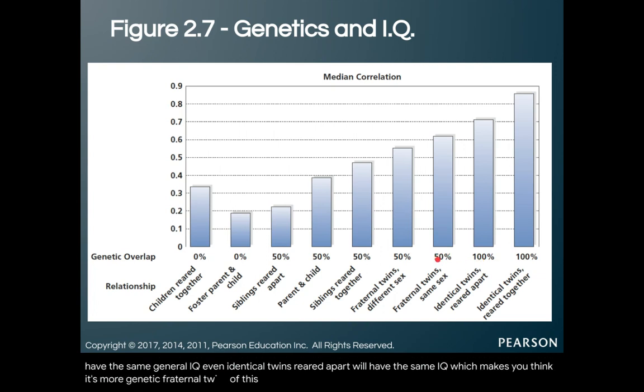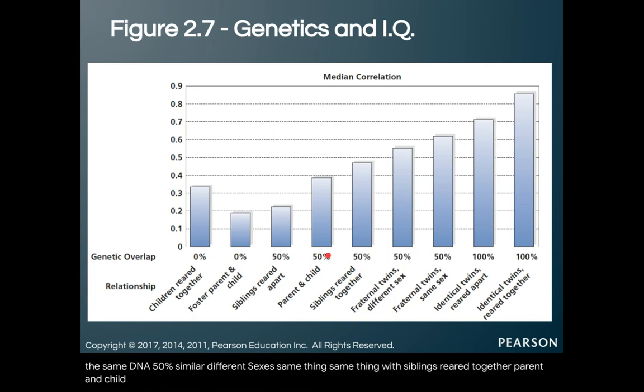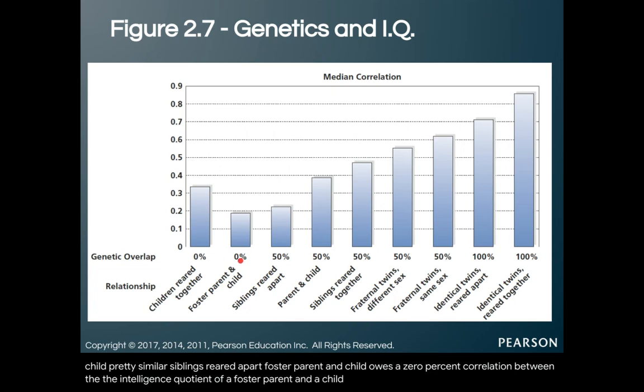Fraternal twins of the same sex, remember they do not share the same chromosomes, the same DNA, 50% similar. Different sexes, same thing. Same thing with siblings reared together, parent and child, pretty similar. Siblings reared apart. Foster parent and child, there's a 0% correlation between the intelligence quotient of a foster parent and a child.